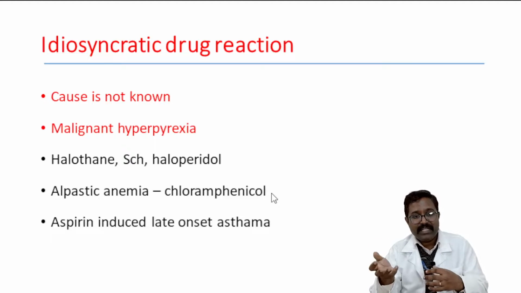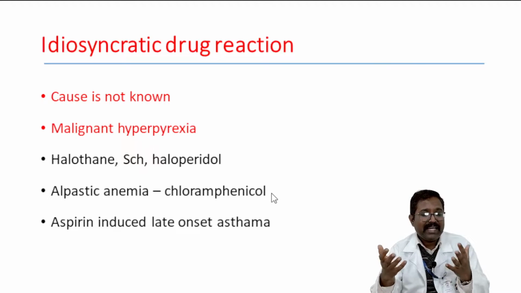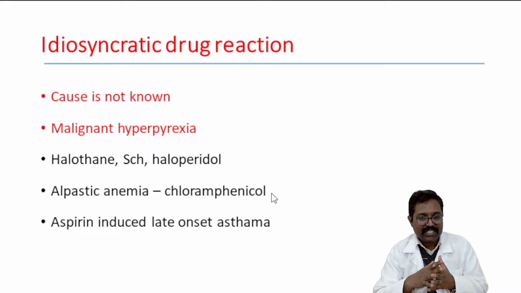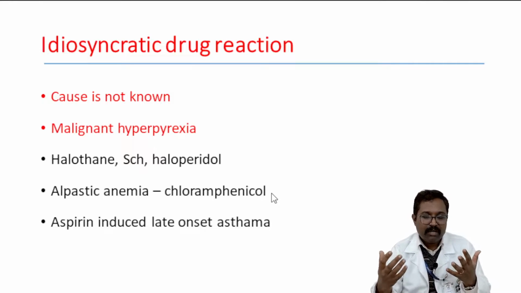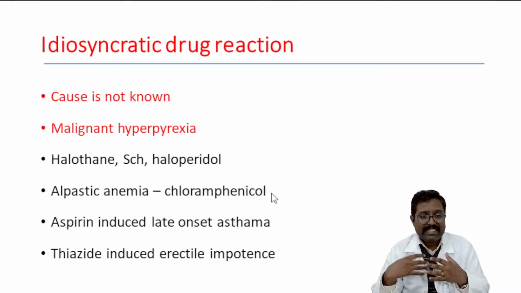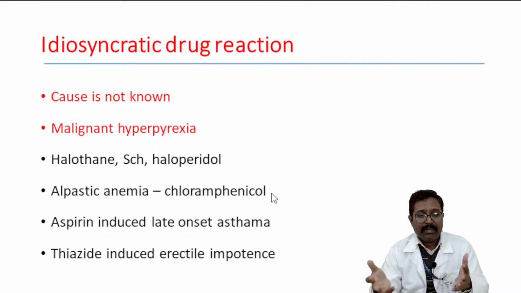And when you give aspirin, in some sensitive individuals, aspirin-induced late onset asthma can occur due to the increase in the leukotriene levels in the body, and thiazide-induced erectile impotence. So what is the drug of choice for malignant hyperpyrexia or malignant syndrome? There will be an increase in the calcium levels. There is abnormality in the ryanodine receptors.